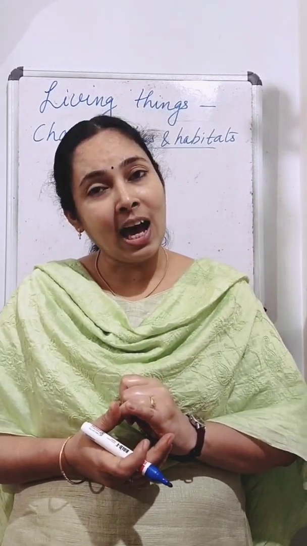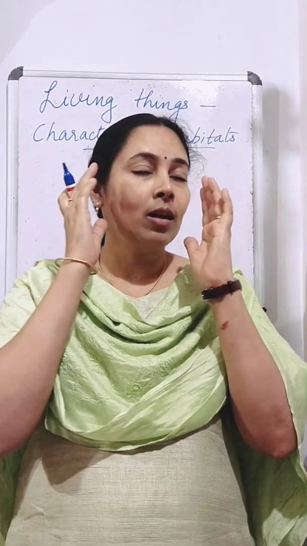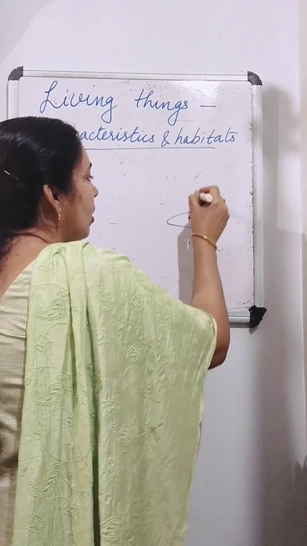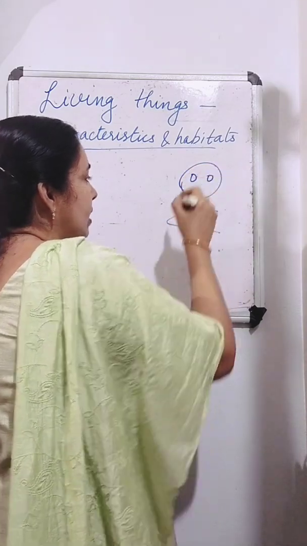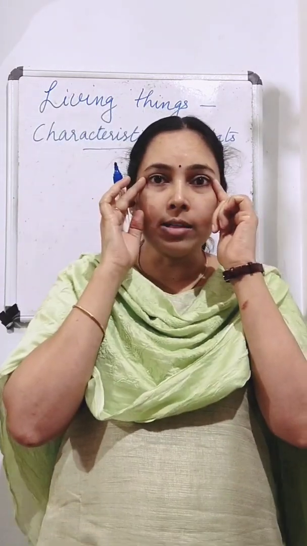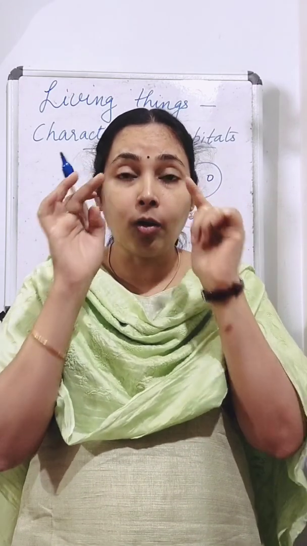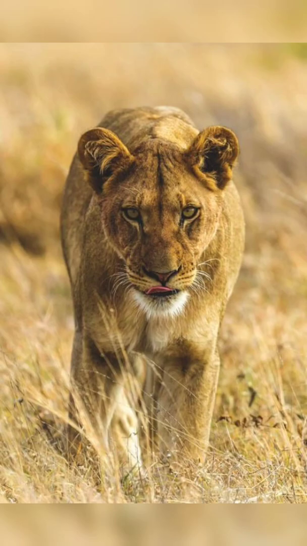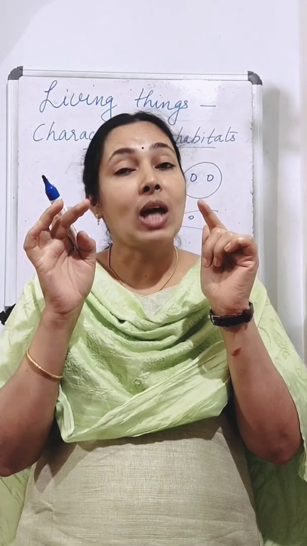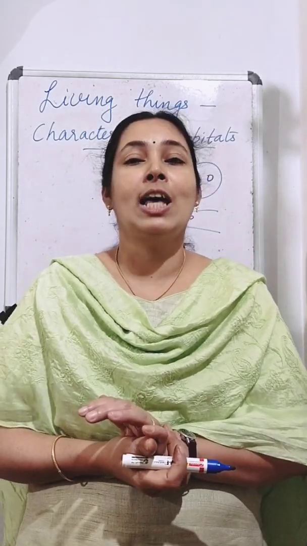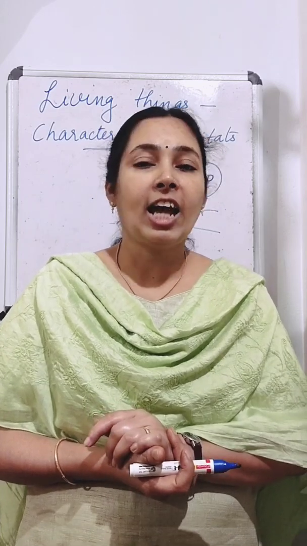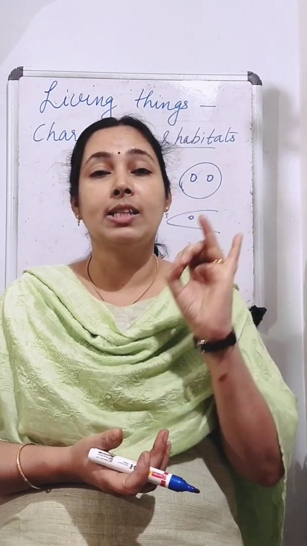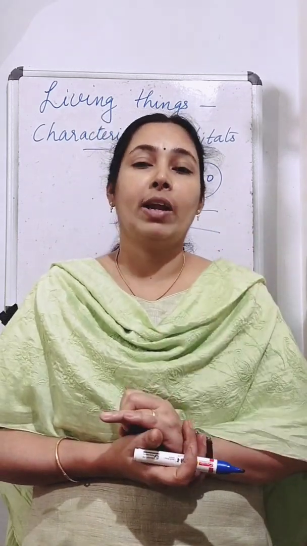Then what about its eyes? Where are they located? On the sides or in the front of its face? We can see the eyes of the lion are located in the front of its face. Okay, so the eyes in the front of the face allow it to have a correct idea about the location of its prey. Okay, so the second adaptation is its eyes on the front.